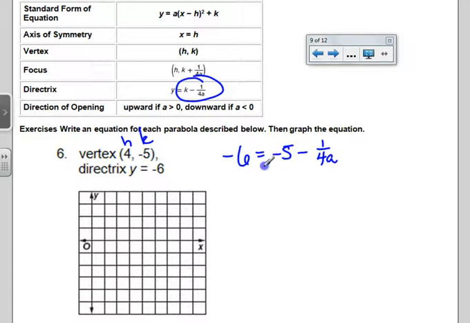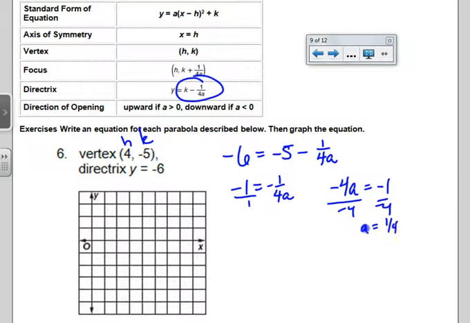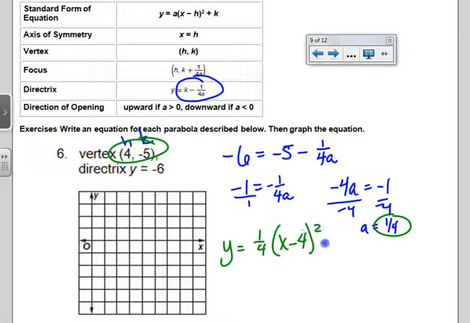So if I do a little calculation, I'll be able to solve for a. I get negative 1 equals negative 1 over 4a. And then remember, we're going to cross multiply and divide. So negative 4a equals negative 1. Solving for a, you get a equals 1/4. So taking the 3 parts that I need for my equation, here's my vertex, here's my a. Going back to my equation skeleton, it is the a value, x minus h, which is a 4, squared, and then plus k, which is a negative 5.